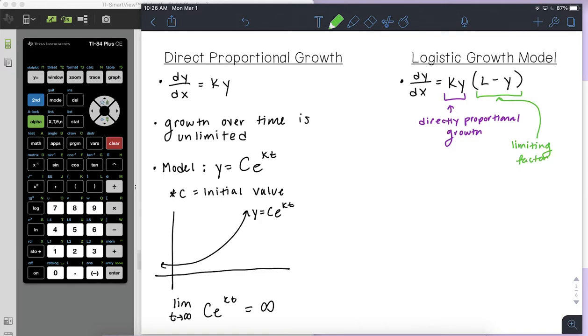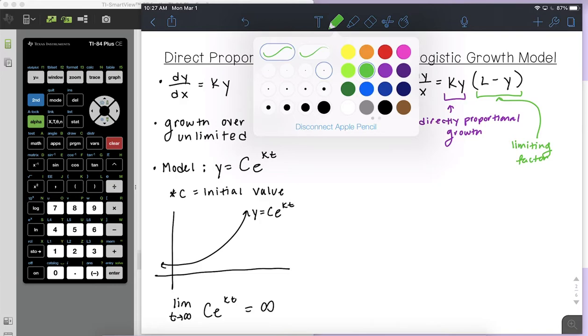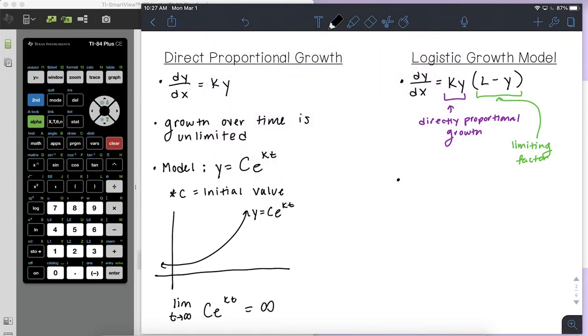Right? So you're saying that as time goes on, you're doing L minus y, so that means your y can't go over your L value. So L is what we call the carrying capacity of the system.